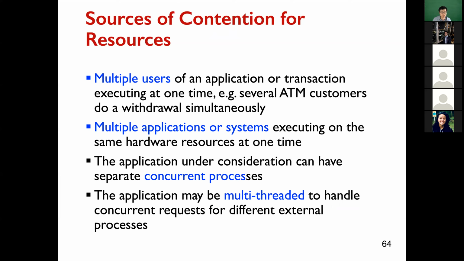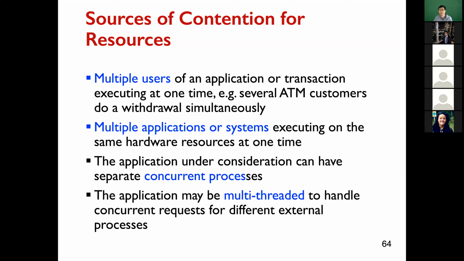The second source of contention is multiple applications or systems executing on the same hardware resources. Two applications using the CPU, so there will be resource contention. And the application under consideration can have separate concurrent processes, which can have resource contention, and multi-threading can also have resource contention.